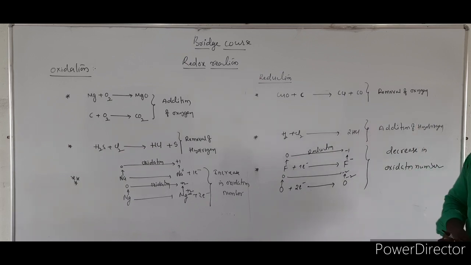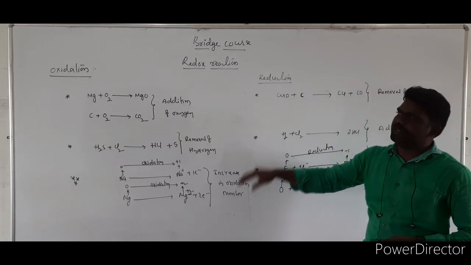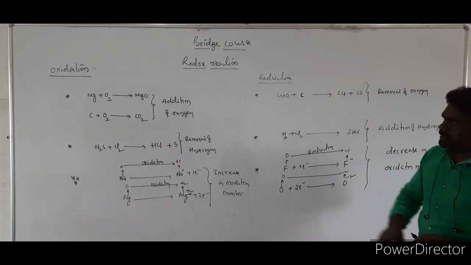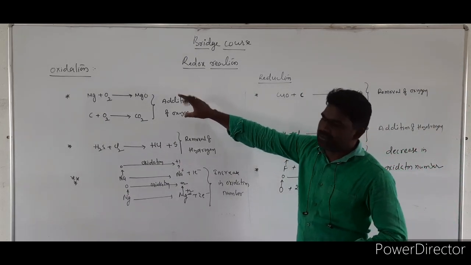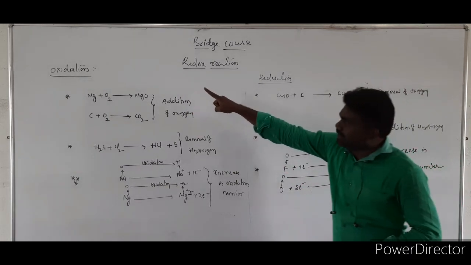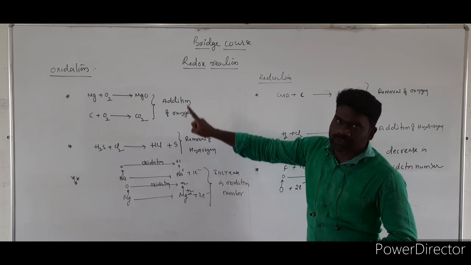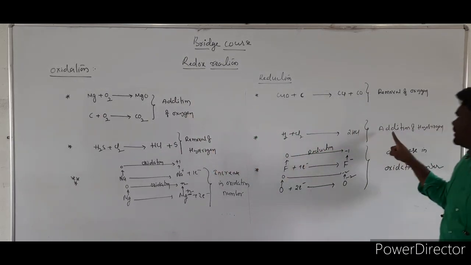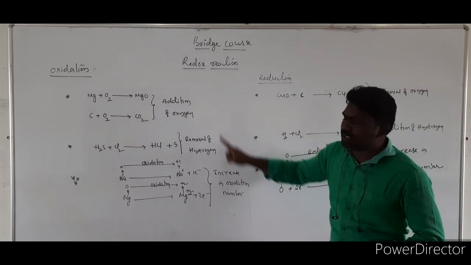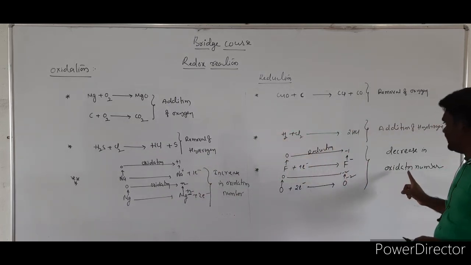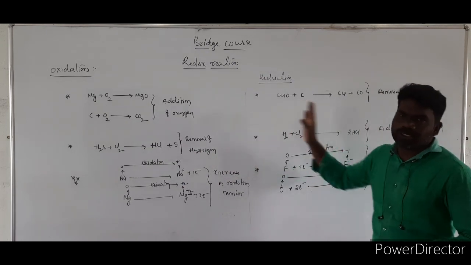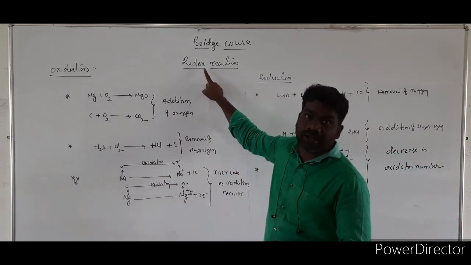So we already discussed oxidation definitions, which are quite opposite to reduction. Addition of oxygen is oxidation; the opposite, removal of oxygen, is reduction. Removal of hydrogen is oxidation; the opposite, addition of hydrogen, is reduction. Increase in oxidation number is oxidation; the opposite, decrease in oxidation number, is reduction. So by combining oxidation and reduction, we can define a redox reaction.